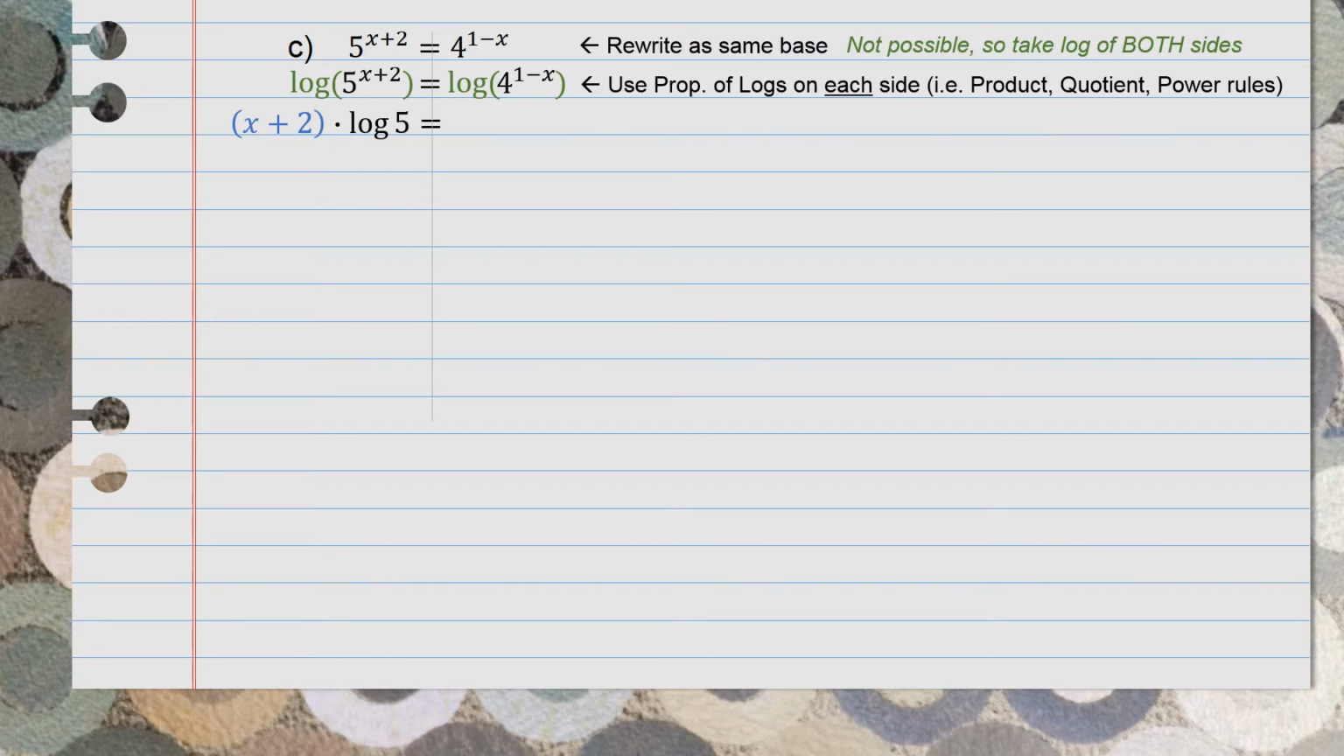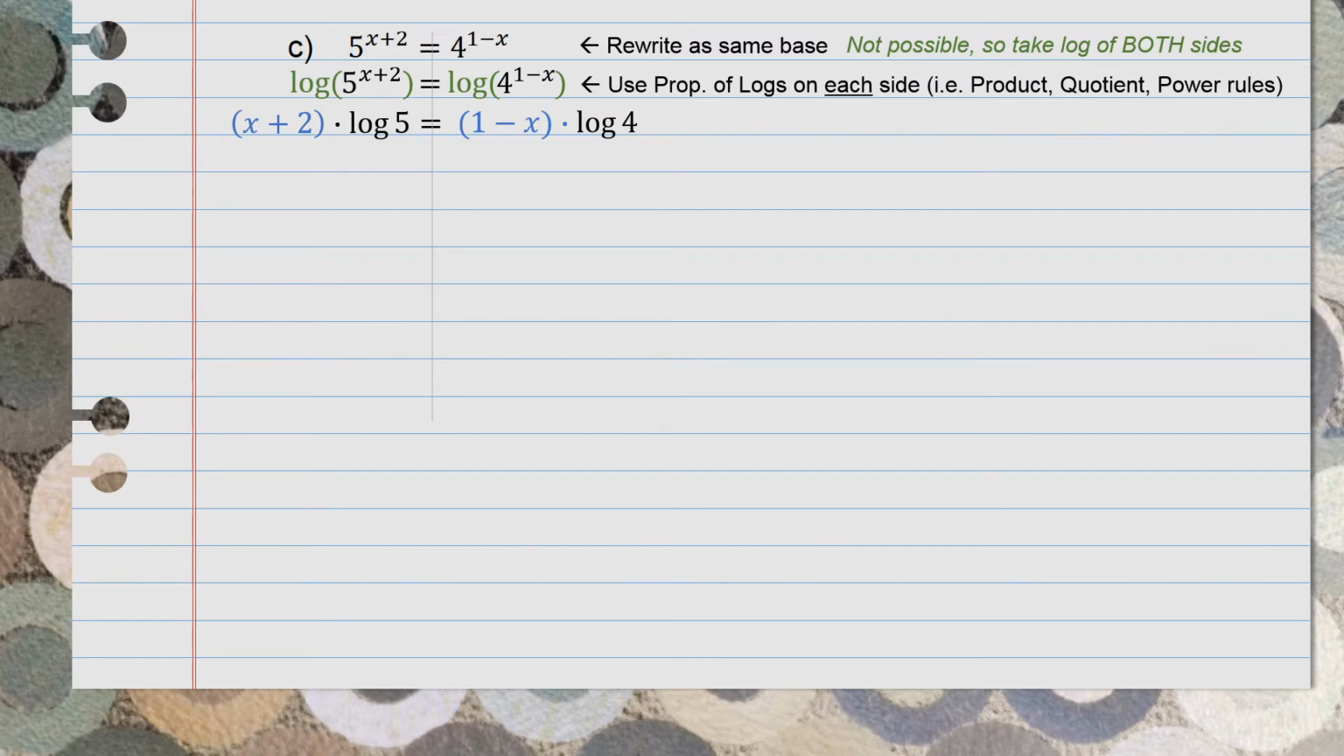We've looked at the left side, now it's time to look at the right side. On the right side, we have log of 4 raised to the power of 1 minus x. Since we have an exponent, we will also apply the power rule as well, which would give us the value 1 minus x, again in parentheses, times the original log 4.